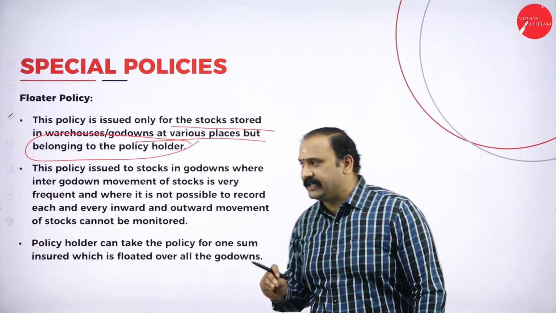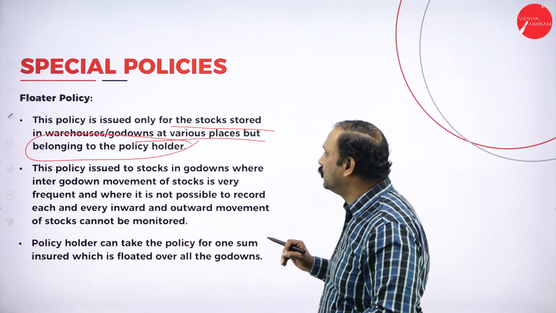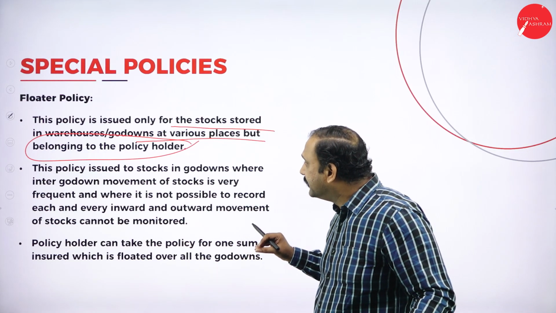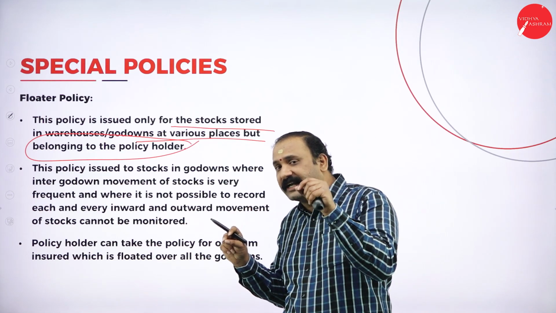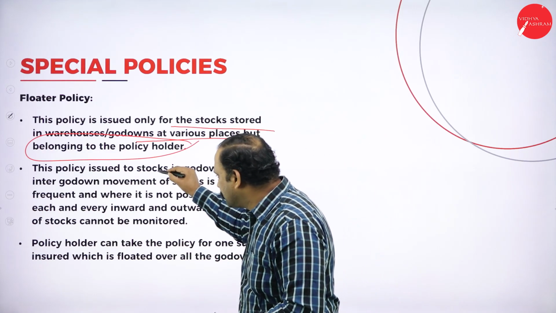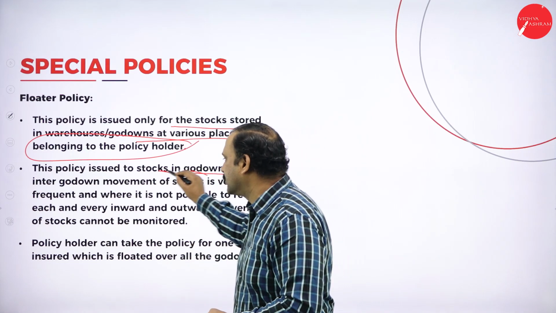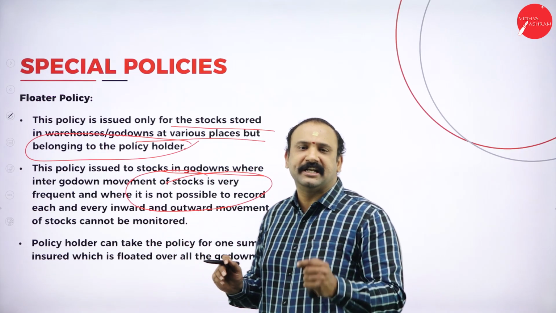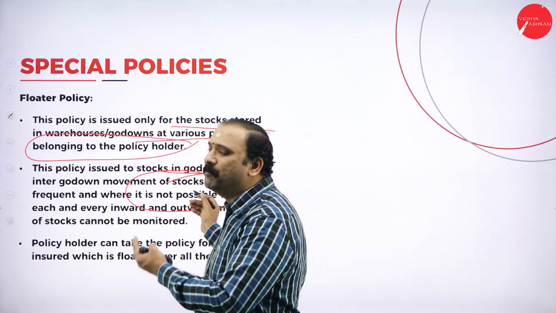Why is this important? Now, let's try to understand that when you are doing this kind of activity, you need to understand that inventories are subjected to fire accidents most of the time. So this policy is issued for stocks in godowns when the inter-movement of godown stocks is very frequent and it is not possible to record at each and every interval. So the stocks cannot be monitored.